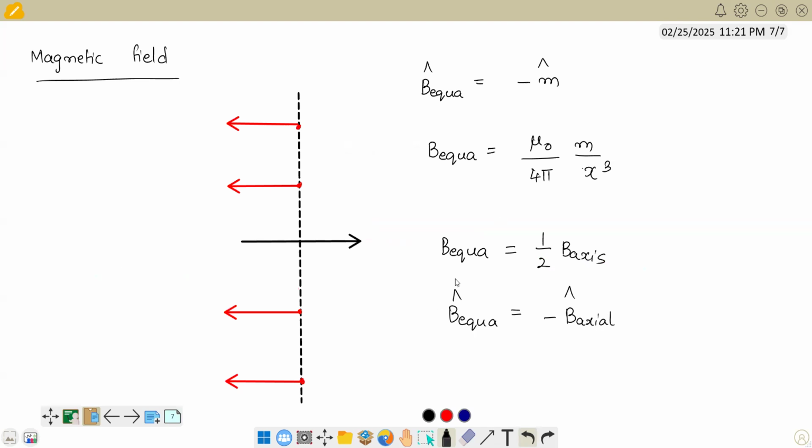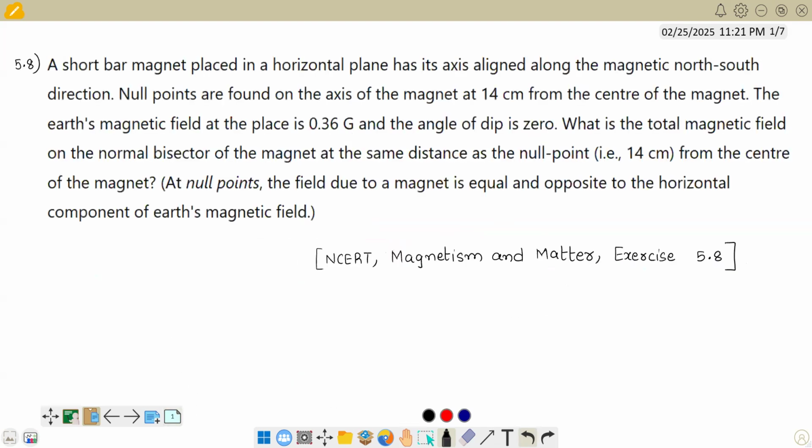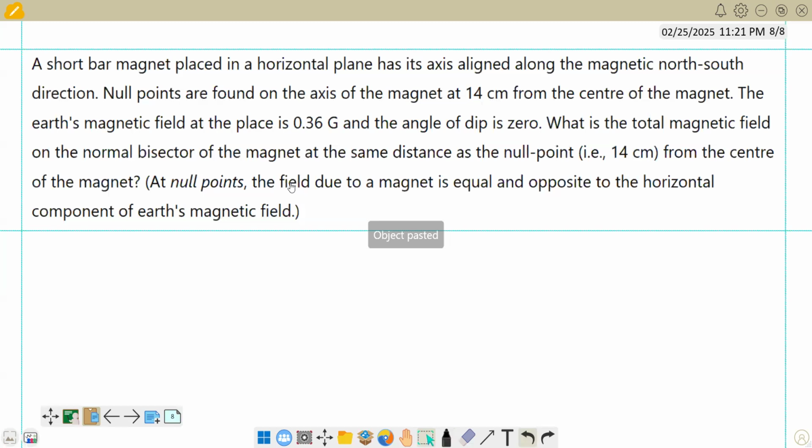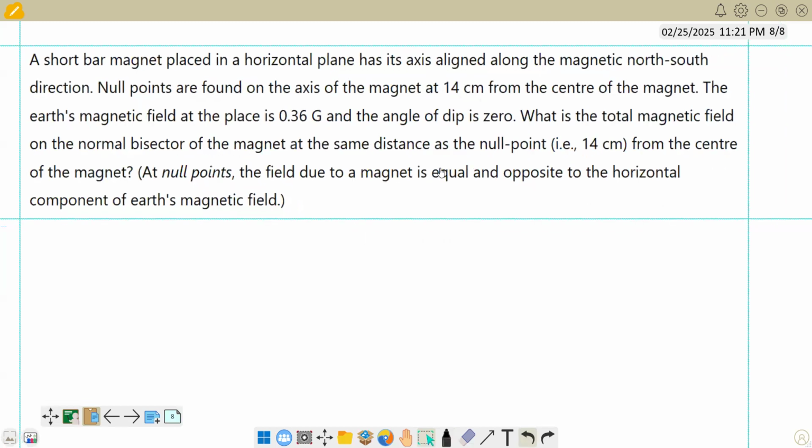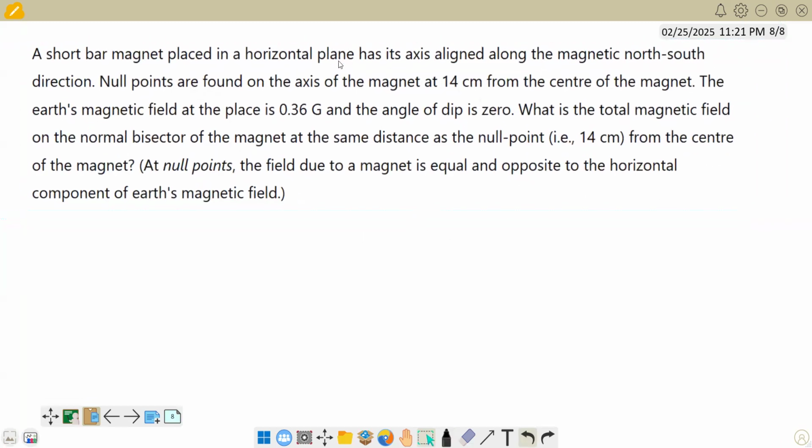I hope these terminologies, these formulas are pretty clear. Now we will use this entire thing to solve our problem. So let us look at the problem now. So this is the problem that is given. A short bar magnet is placed in a horizontal plane with its axis aligned along the magnetic north. Null point is found at an axis of magnet at 14 centimeter from the bar magnet.